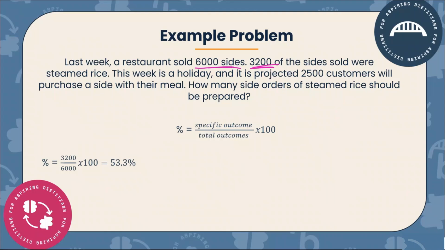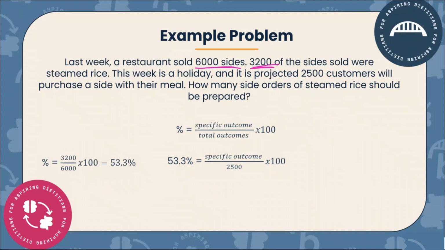But this week, we are expected to get 2,500 customers, and we know that on average, about 53.3% of the sides sold are rice. So how much rice do we need to order for this holiday week? This is another application of percent. 53.3% is the percent of sides sold that are rice. The total outcome this week is expected to be 2,500. So we're solving for our specific outcome.